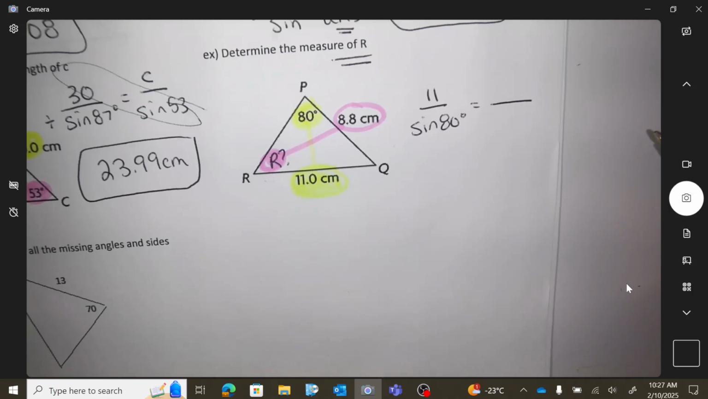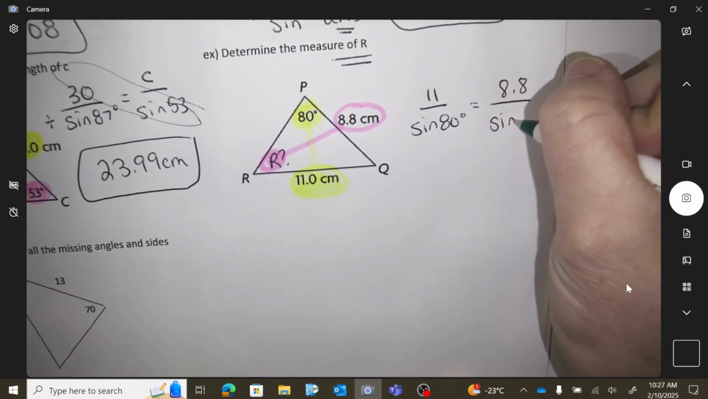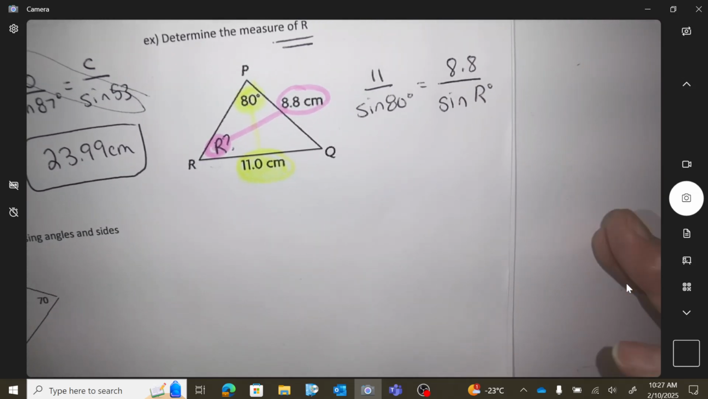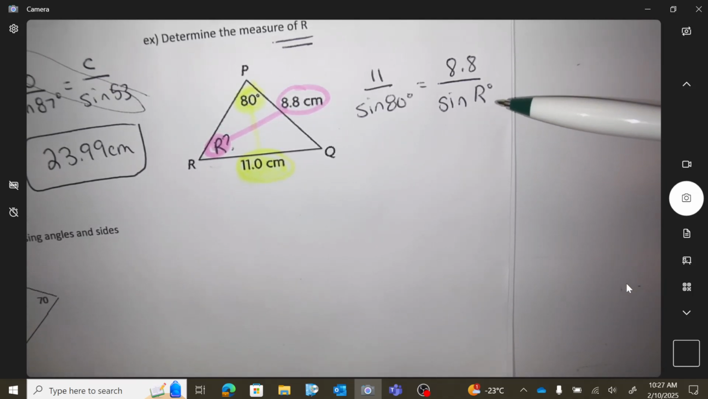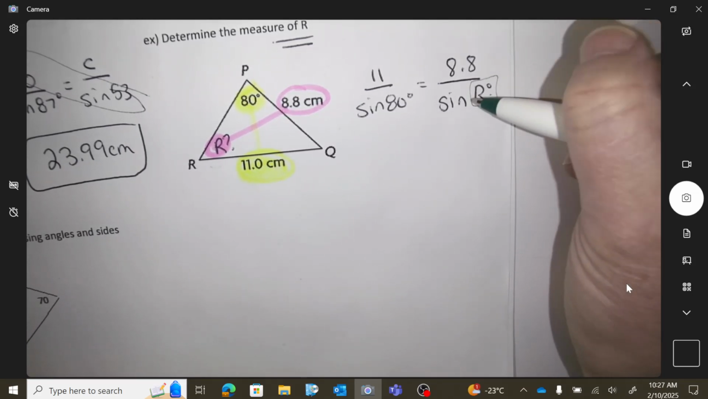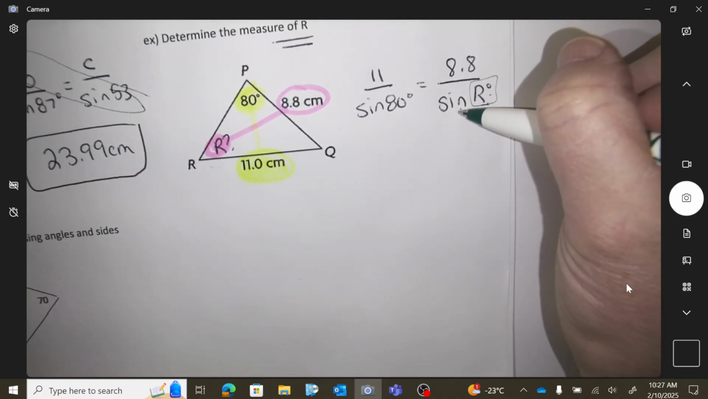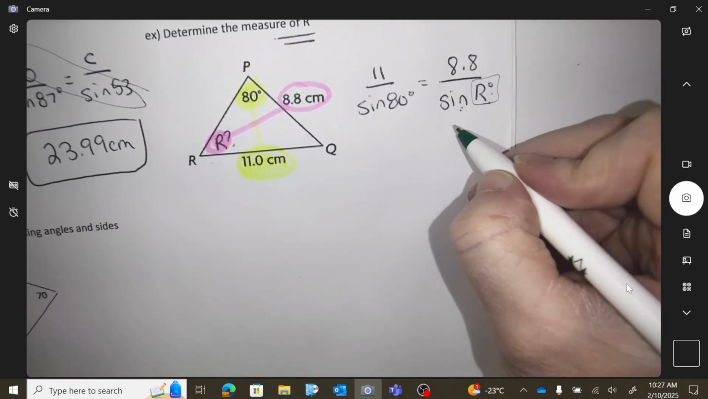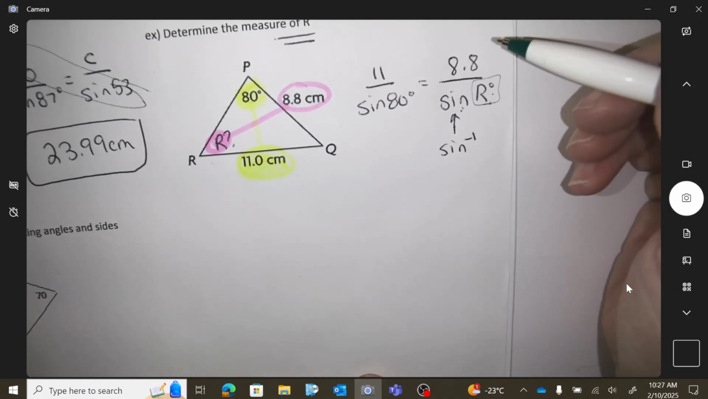So then what does my pink partnership look like? 8.8 over sine R. That's my figure out. So do you see now why I'd have to push sine inverse? Because eventually I want this alone. How do I get rid of its connection? If it's connected to a sine, how do you get rid of stuff in math? Opposite operations. So what's the opposite of sine? Sine inverse, right? And then it would get rid of this. So that's the goal.